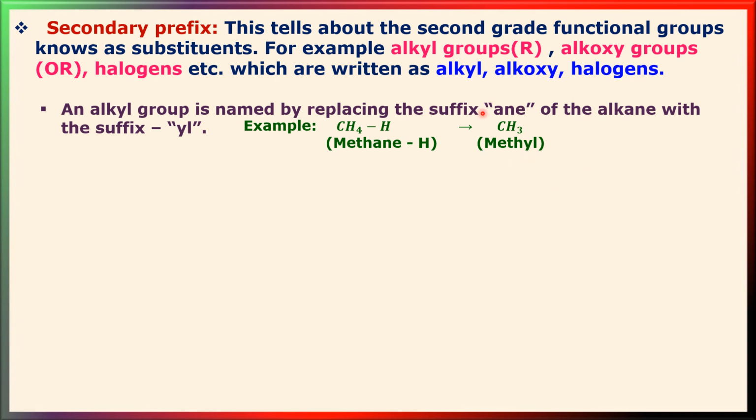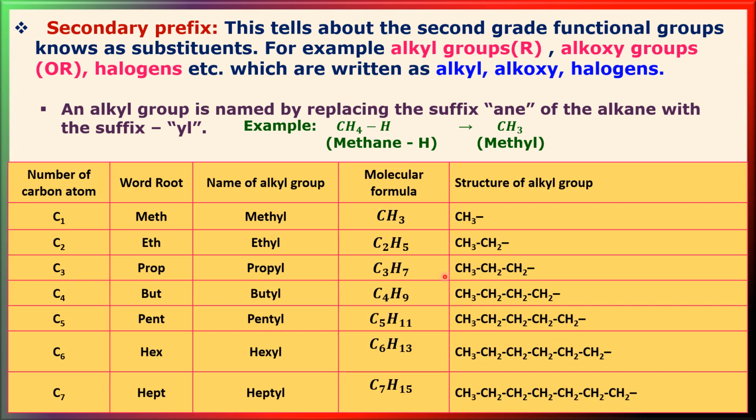Like this, there are some alkyls here. You can see, if only one carbon atom is there, the root word or word root is meth, and the name of alkyl group is methyl. Molecular formula is CH3 because one hydrogen has been removed from methane. So the structure of alkyl group here is CH3 bond.